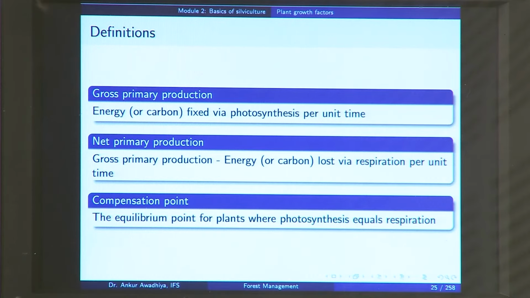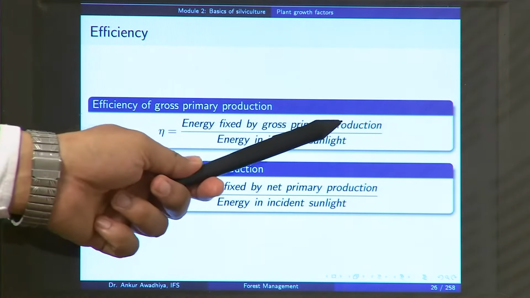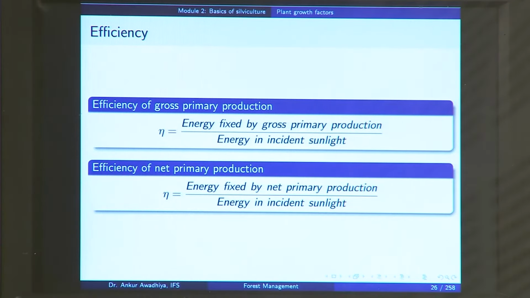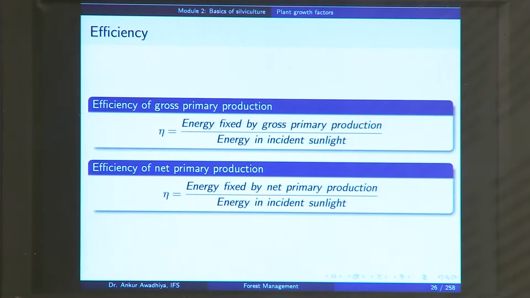Now, apart from production, we also define efficiency. Efficiency is the amount of energy that is being fixed by the plants divided by the amount of energy present in the sunlight that the plants are using to convert carbon dioxide and fix it. So, we define the efficiency of gross primary production as the energy fixed by gross primary production divided by energy in the incident sunlight, and the efficiency of net primary production as energy fixed by net primary production divided by energy in the incident sunlight.